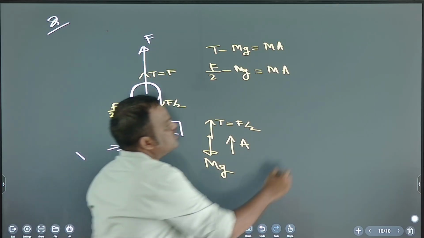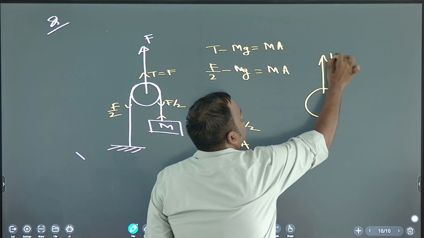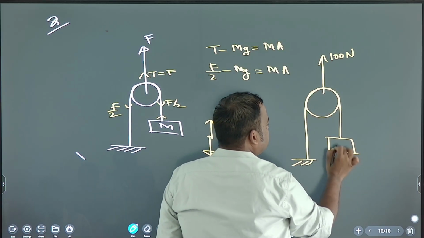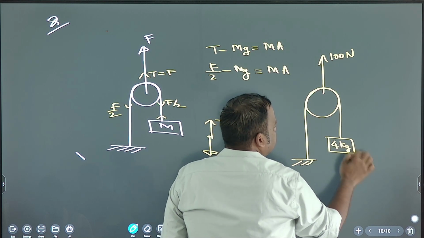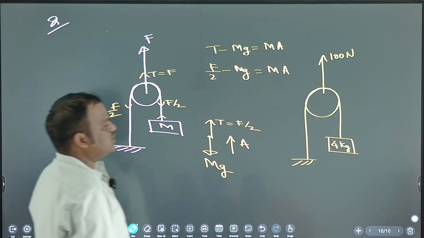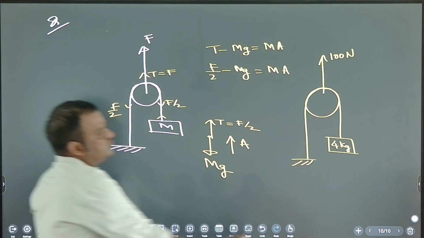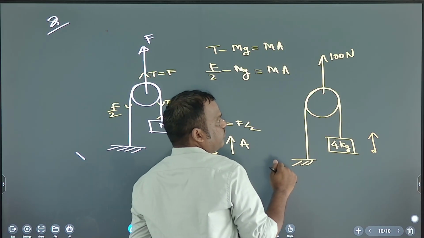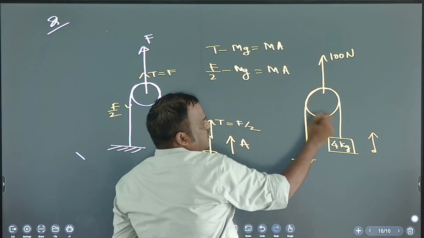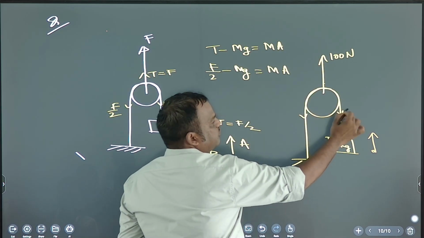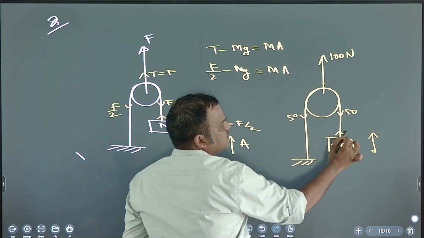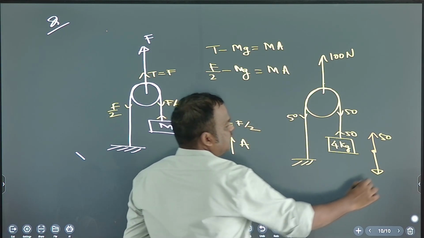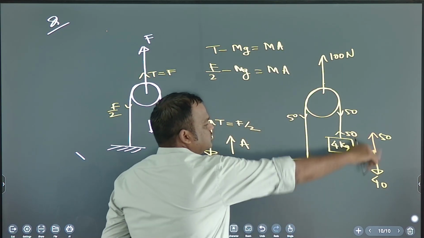Correct? Suppose we have a question: upward force is 100 Newton and this block is 4 kg. Tell me, what is the acceleration? What is the upward force for the 4 kg block? Here 100 Newton, so the force here is 50 Newton. So 50 Newton is the upward force. What is the downward force? 40. Very good. So what is the resultant net force?